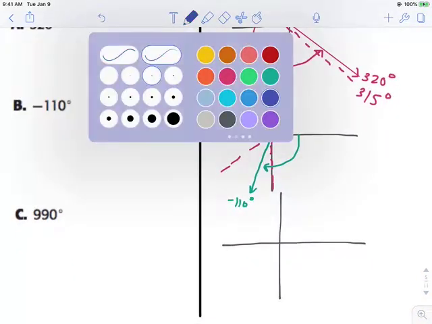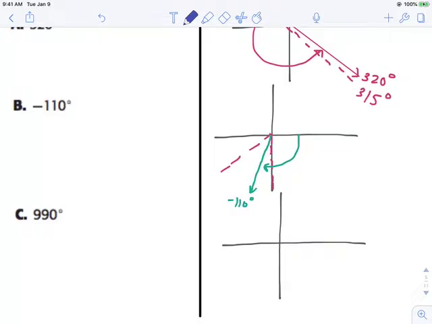990. Let's see. How many times does 360 go into 990 completely? 360, 720, and then what would come next? 1080. Okay, so it doesn't go into it 3 times. It goes into it 2 full times. Well, let's see. What's left over after you do 720? 990 minus 720. That gives me what? 270. So I need to draw an angle that's equivalent to 270.